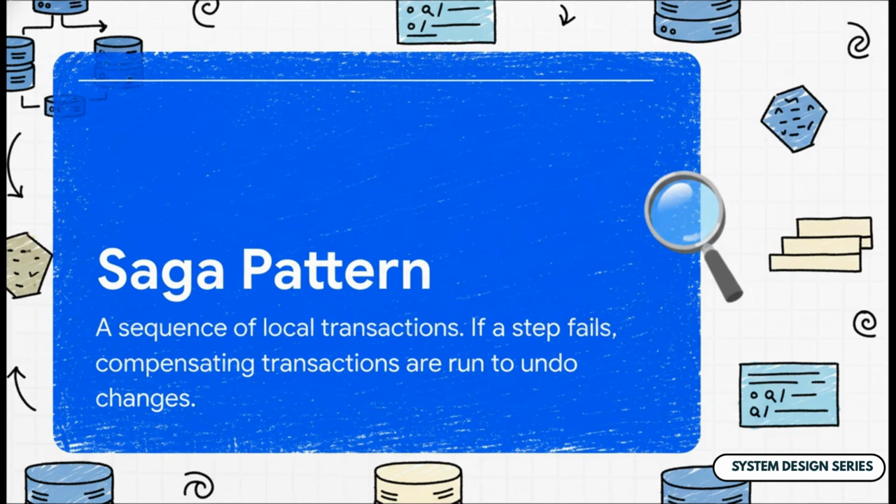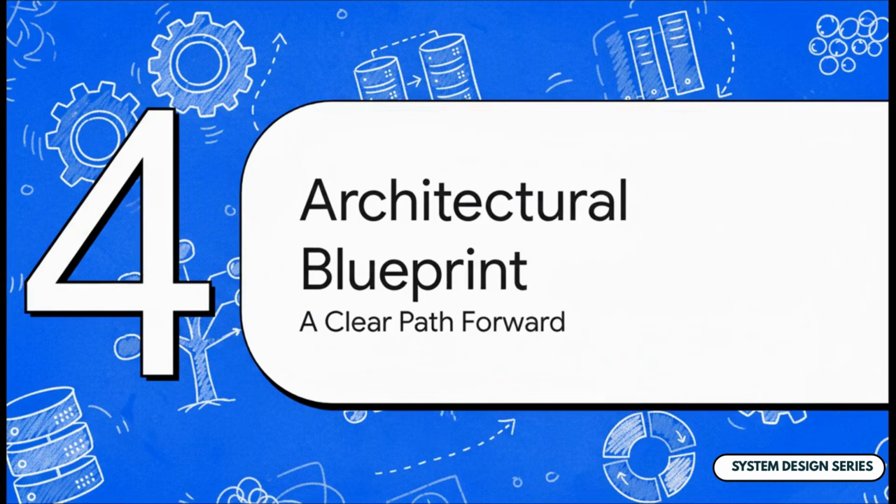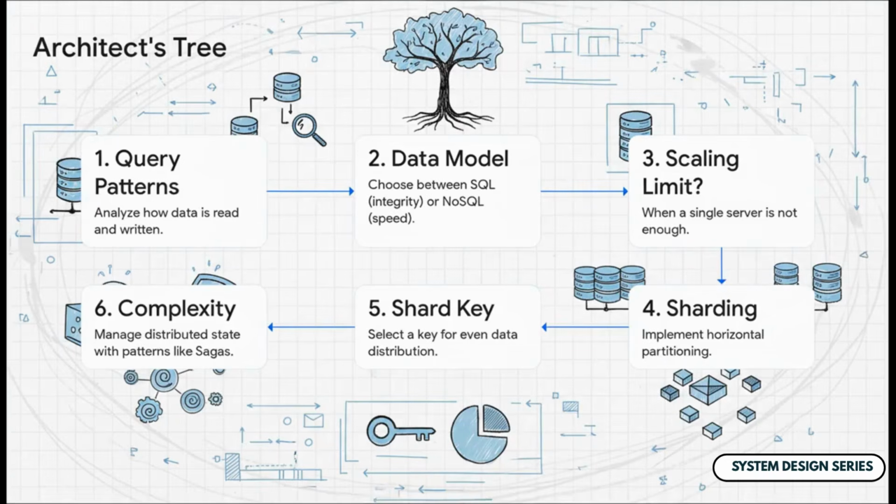And here's a key detail. Each of these steps has to be idempotent. That's a fancy word that just means you can run it over and over, and you'll still get the same result. That's super important to prevent weird errors if you have to retry a step. Okay, that was a lot of theory, I know, but it's the foundation for everything. So now, let's pull all these ideas together into a clear, actionable blueprint that you can actually use when you're designing your own systems. So here it is, the whole journey laid out as a decision tree.